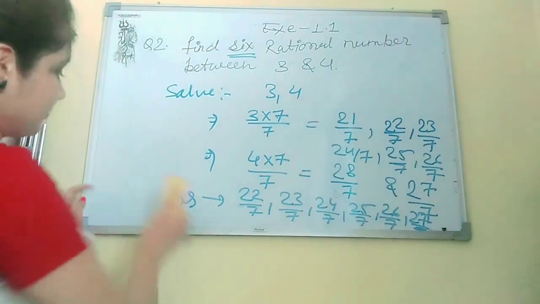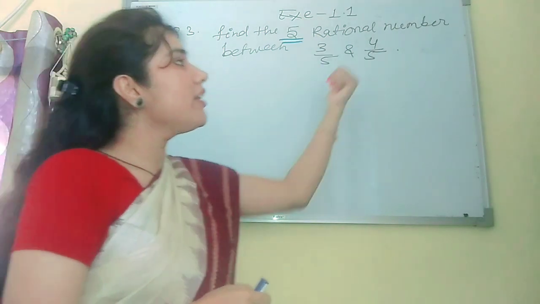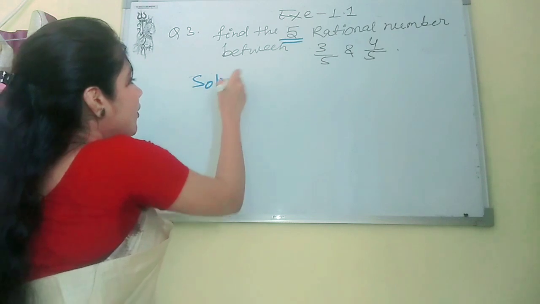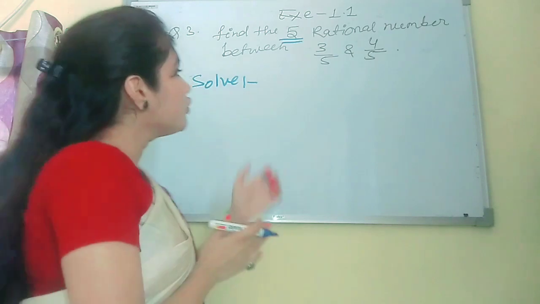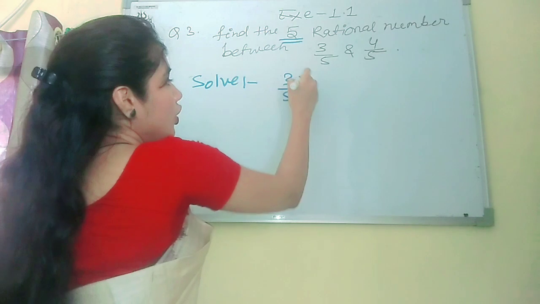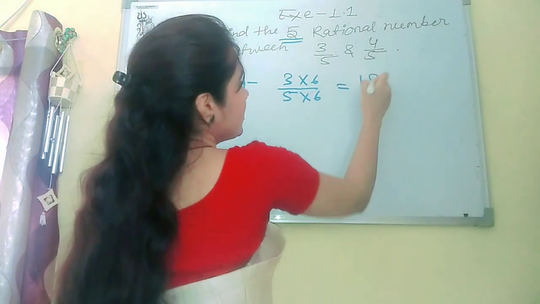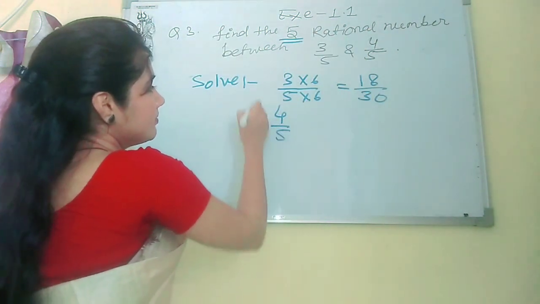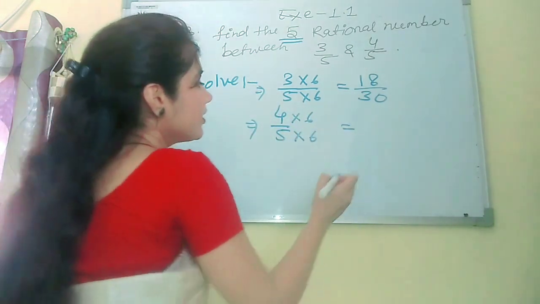Now next question. 5 rational numbers between 3 by 5 and 4 by 5. So simply what we will do, we have to find 5 rational numbers and 6 is greater than 5. So we just multiply and divide by 6. 3 by 5 cross 6 by 6. What will we get? 18 by 30. Same with the other number, 4 by 5 cross 6 by 6, what will we get?